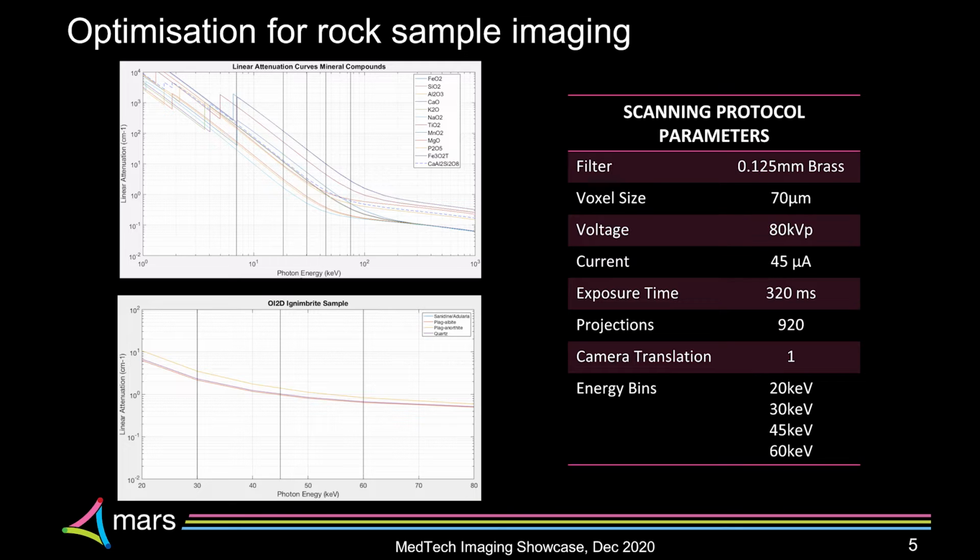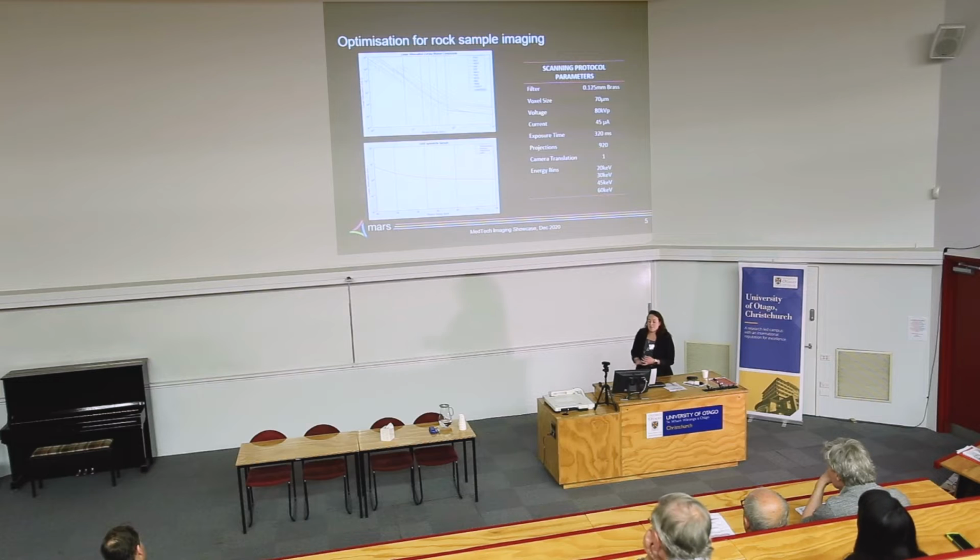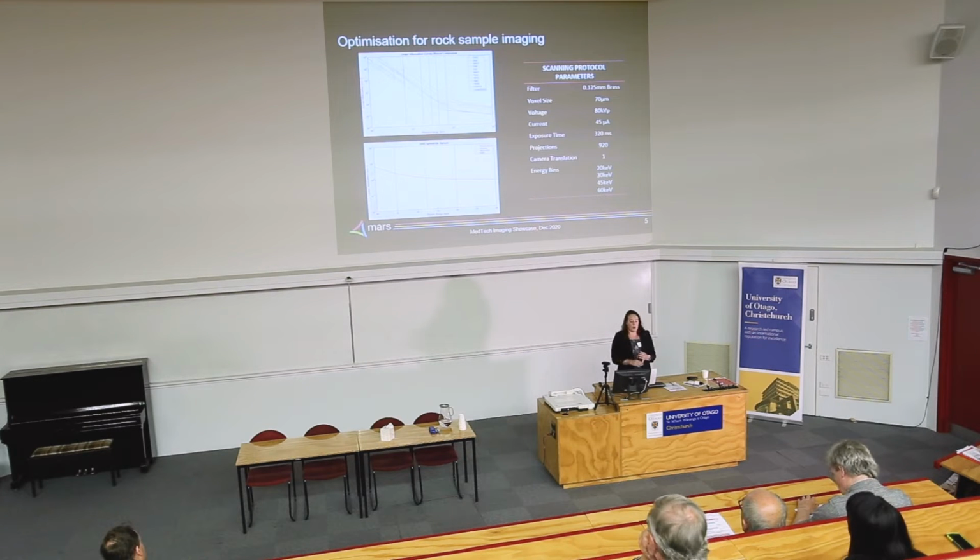So we were provided with all of the composition data for each of the rocks, and from here the linear attenuation curves were plotted for each of the materials present in a sample. We then used the energy bins, indicated by the vertical lines, to optimize the difference in materials within the sample. The filter, voltage, current, and exposure time were all features of the protocols that we altered to try and optimize the protocol for rocks to reduce common image artifacts such as blurring or beam hardening.